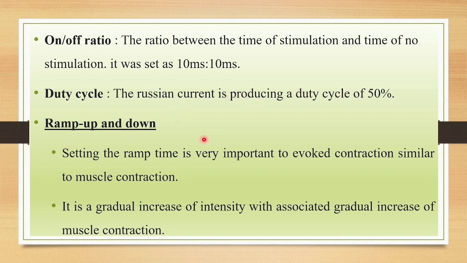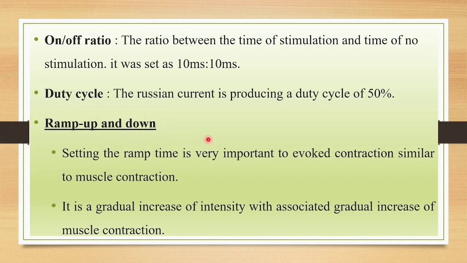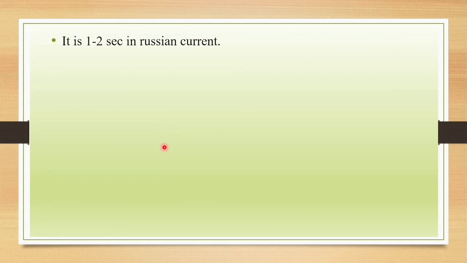So, ramp up and down. Setting the ramp time is very important to evoke a contraction similar to a natural muscle contraction. It is a gradual increase of intensity with an associated gradual increase of muscle contraction. So it is 1 to 2 seconds in Russian current. So the ramp up and ramp down is 1 to 2 seconds.